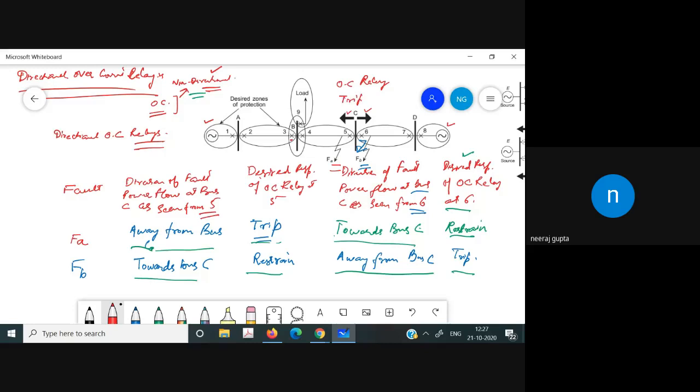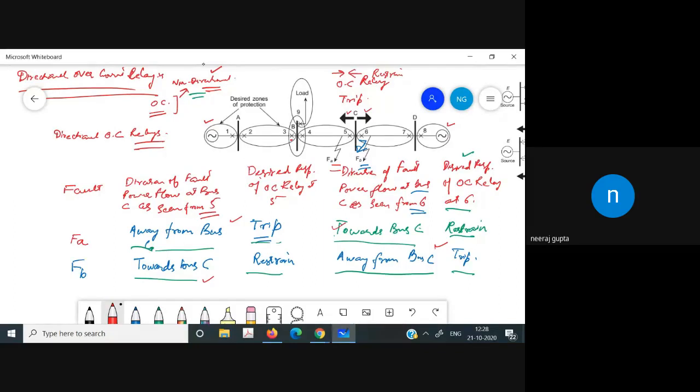Overcurrent relay will trip when the power is moving away from the bus, that is this one and this one. However, when the power is moving towards the bus, then in that very case it will restrain. It will not trip. And it means that if it sees the fault power flowing towards the bus.